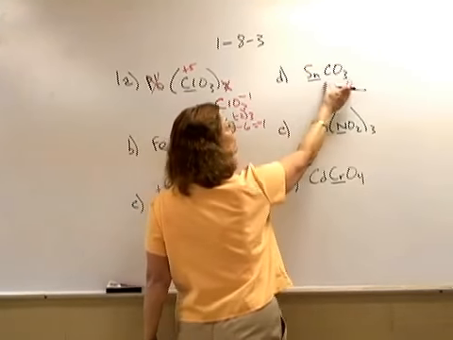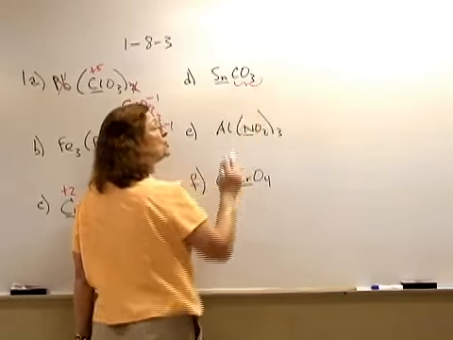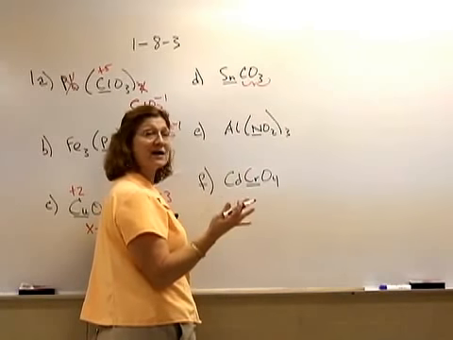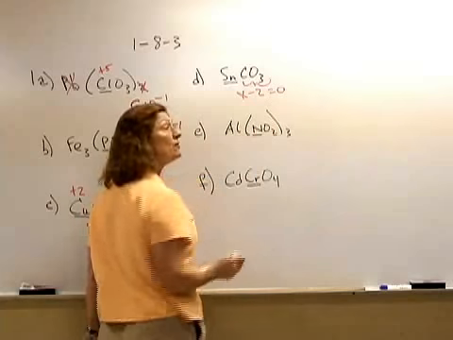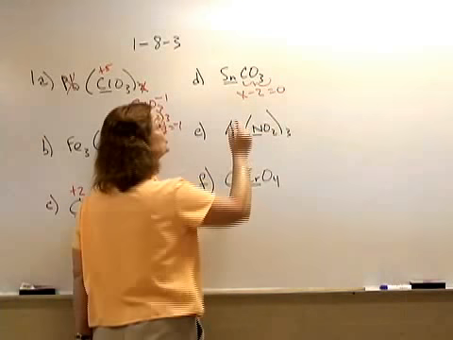In this case, we have a polyatomic ion, and when you know your polyatomic ions, you recognize right away that that is a -2. And compounds must be 0. Therefore, tin must be +2.